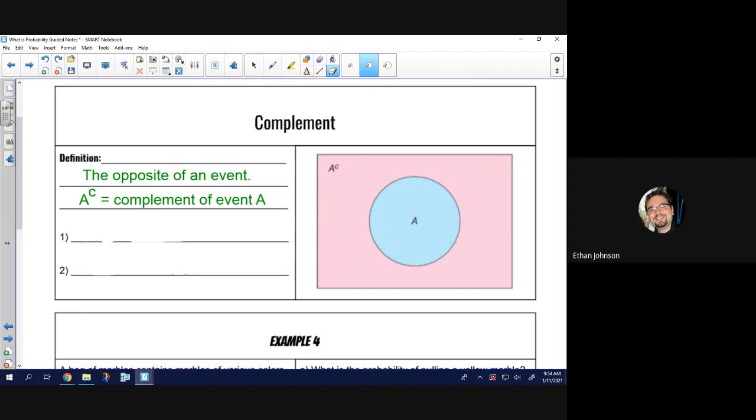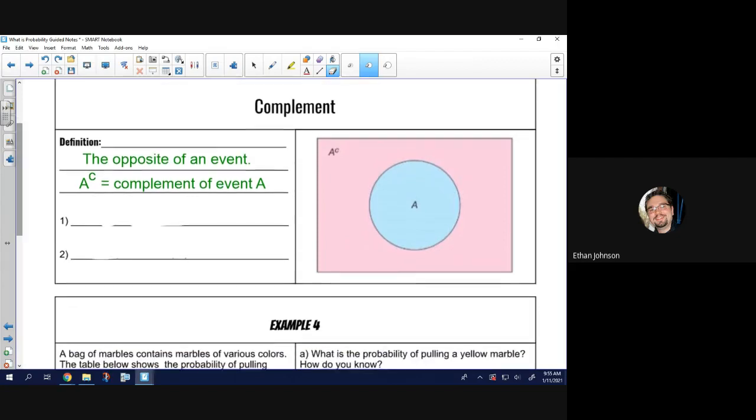A to the C, notice how it's capital A. A to the C is the complement of event A. If you look at this Venn diagram, I know it looks like a weird Venn diagram, but A, the circle with the blue, is all of the events that we're looking at. Meaning the complement or the opposite would be everything not in that circle. And that word not is what we're going to be adding to describe a complement.